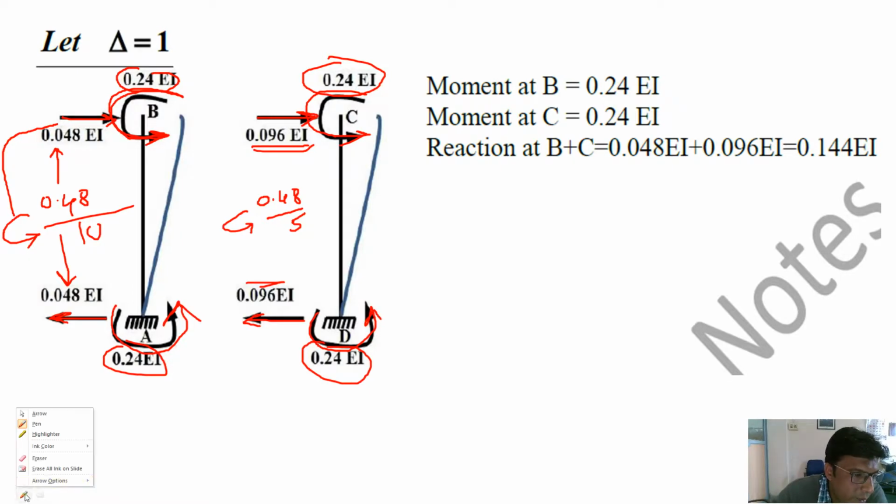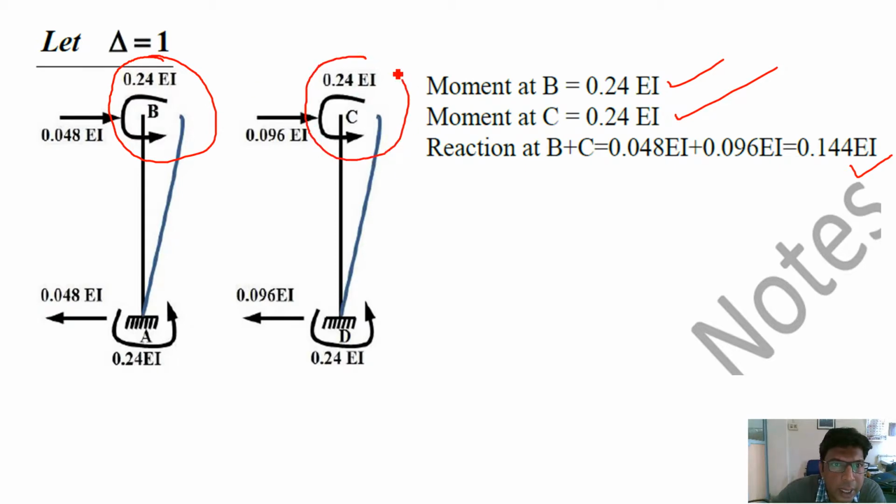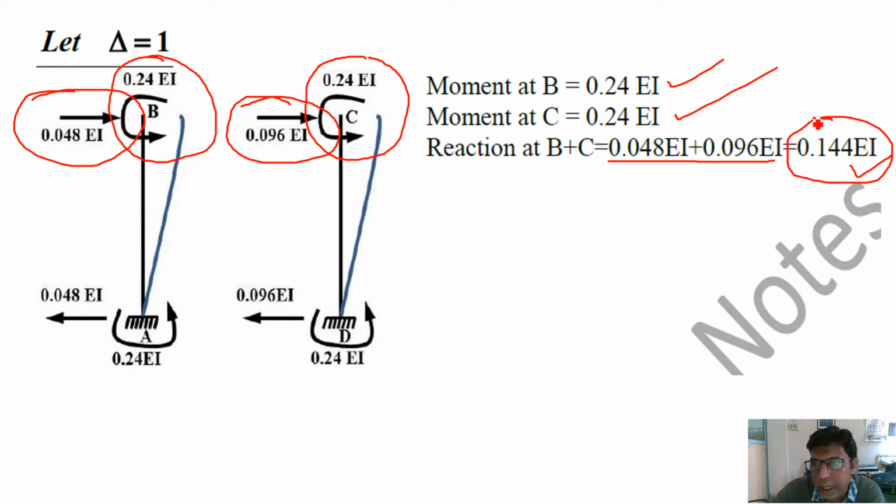Again, to complete the third column of the stiffness matrix, the required actions are moment at B, moment at C, and RB plus RC. So what is moment at B? It is anti-clockwise 0.24. Moment at C is anti-clockwise 0.24, and reaction at B plus reaction at C is 0.048 plus 0.096, which is 0.144 EI.